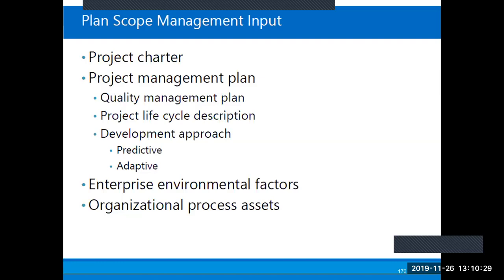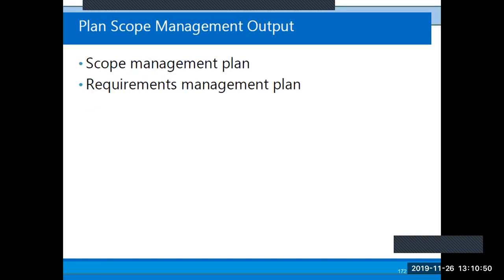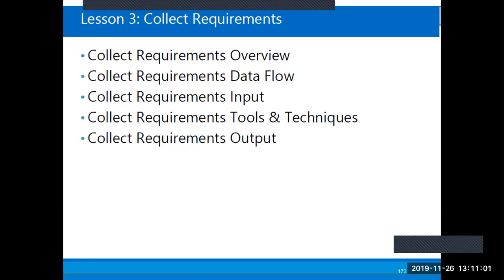The inputs, you have the project charter, the project management plan, the EEF and OPA. Tools and techniques of plan scope management, you have expert judgment, data analysis, and meetings. Plan scope management outputs are two. You have the scope management plan and requirements management plan. Very important. The second process in this knowledge area is collect requirements.